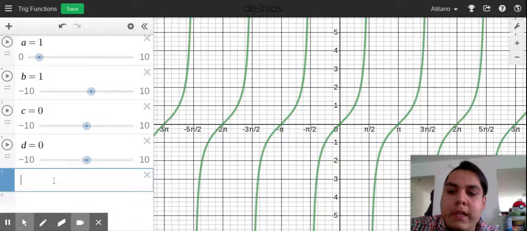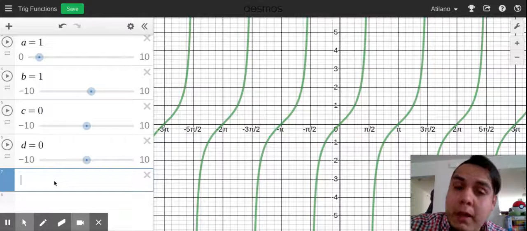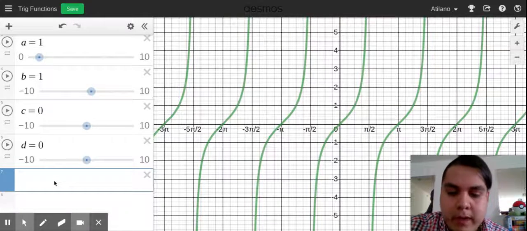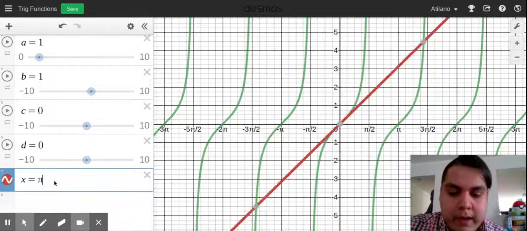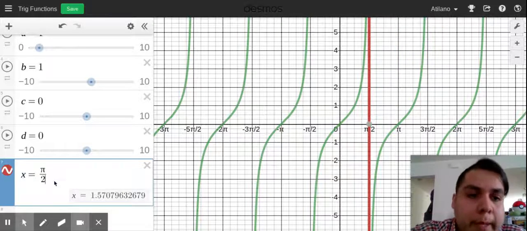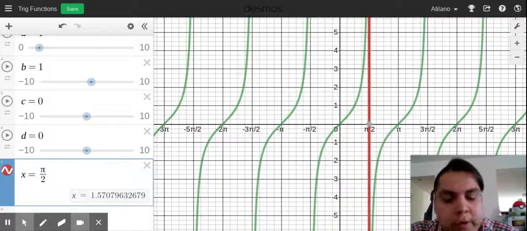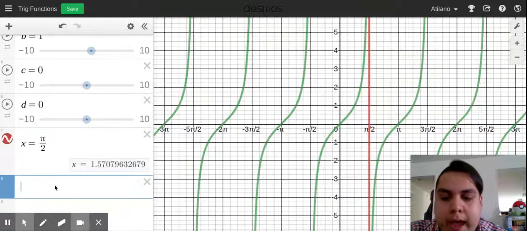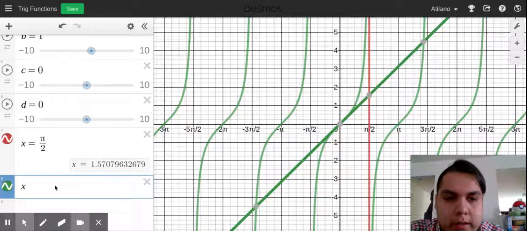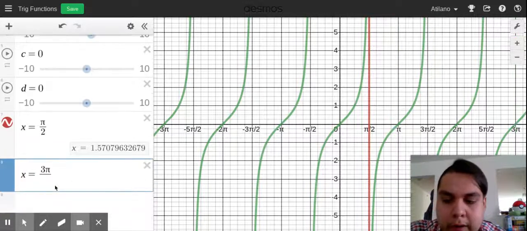I would say that I see the first positive vertical asymptote at x equals pi divided by 2. Okay, and I see another one at x equals, let's say, 3 pi divided by 2.